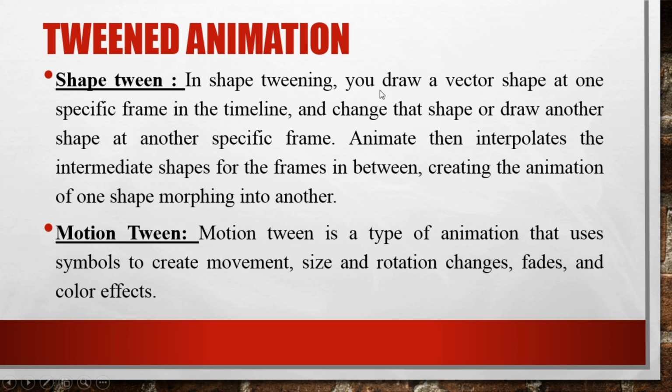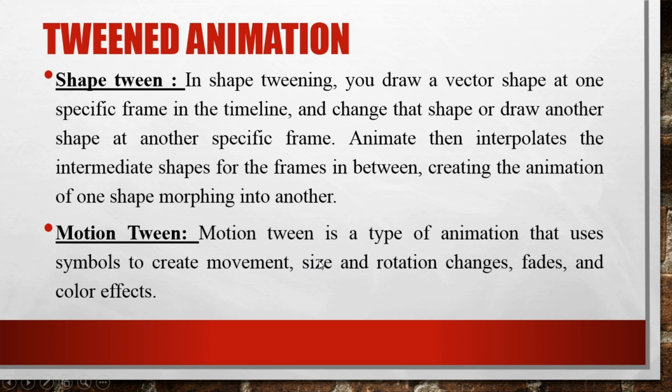In shape tweening, you draw a vector shape at one specific frame in the timeline and change that shape or draw another shape at another specific frame, and then we animate the intermediate shapes for the frames in between. It creates the animation of one shape morphing into another. Okay, so let me explain this beautifully using this practical.